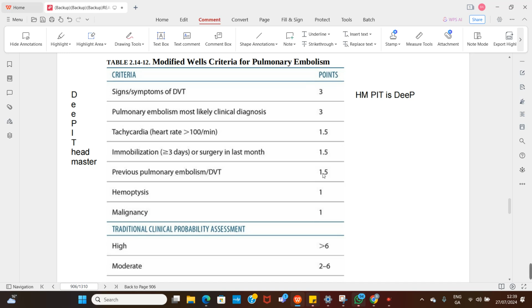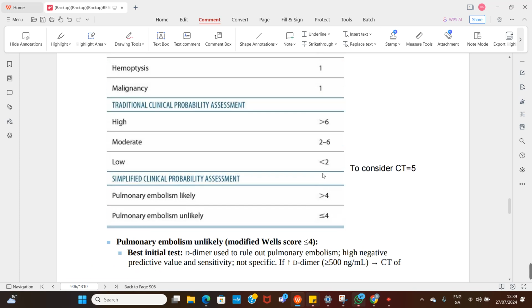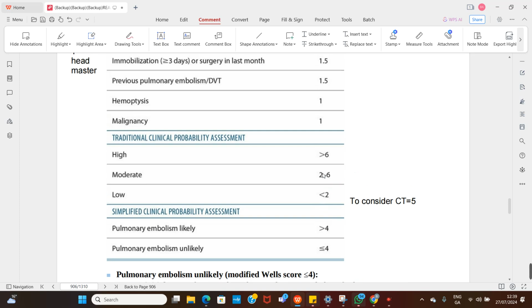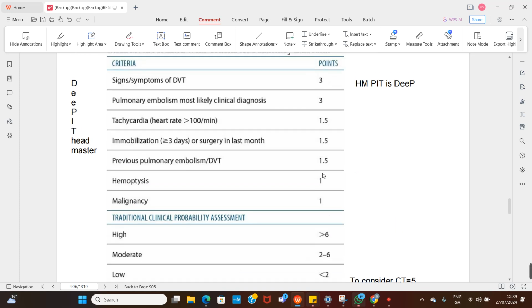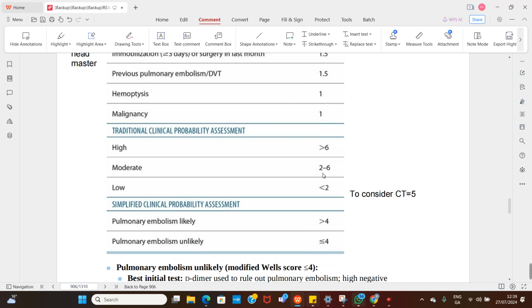You calculate it. So we are going to be having 2 probability assessment scores, the traditional and the simplified. Most of the time, what you are going to be using in the exam is going to be the simplified, but you have to know the 2. Now let's talk about the simplified first. Once your result is more than 4, or once your result is 5 and above, PE is likely. So in that kind of person, the next thing you want to do is your contrast enhanced CT scan.